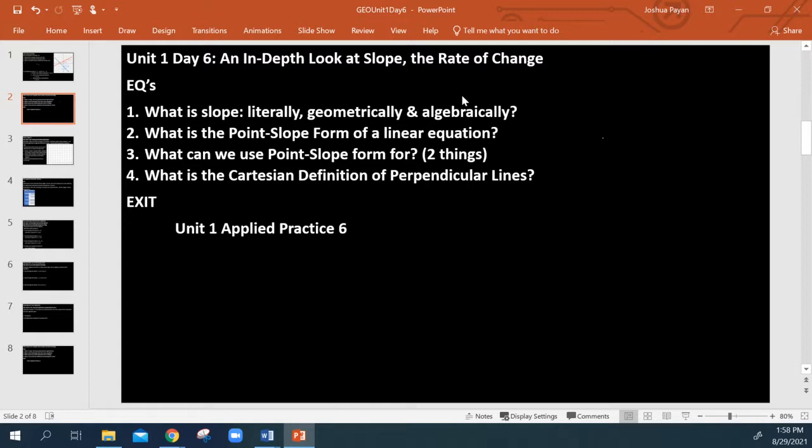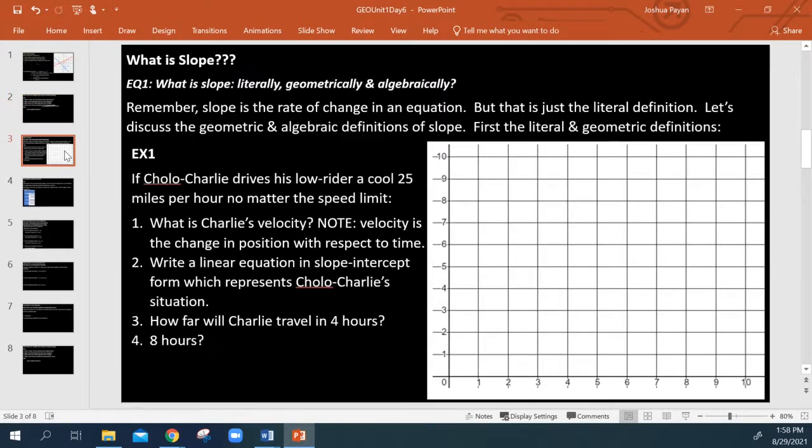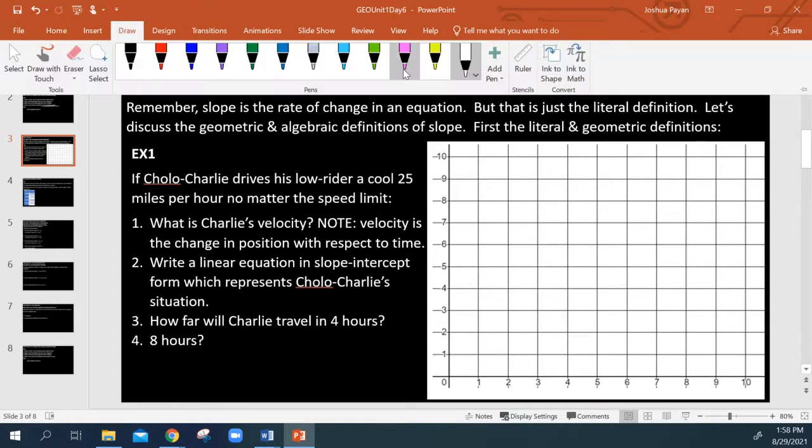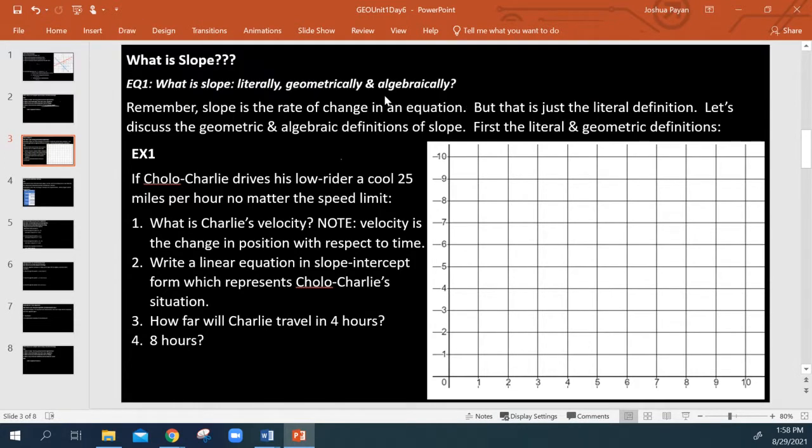So we're going to define slope a lot more in depth. We're going to learn about point slope form, and we're going to learn about what we're going to use it for. Okay, and then we're going to learn about our Cartesian definition of perpendicular lines, right? So what is slope?